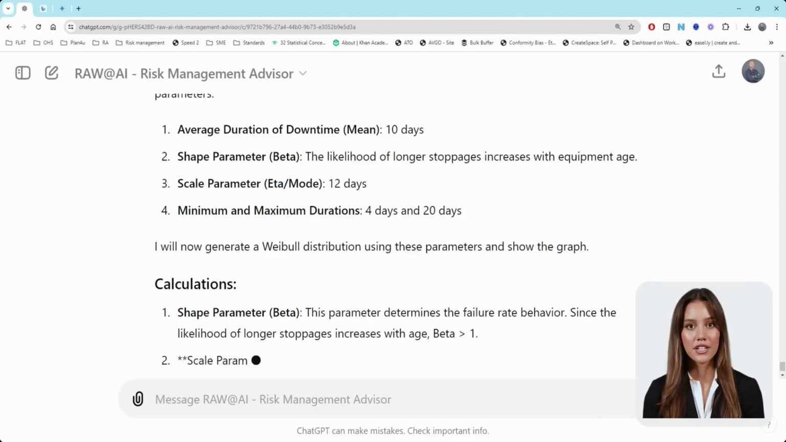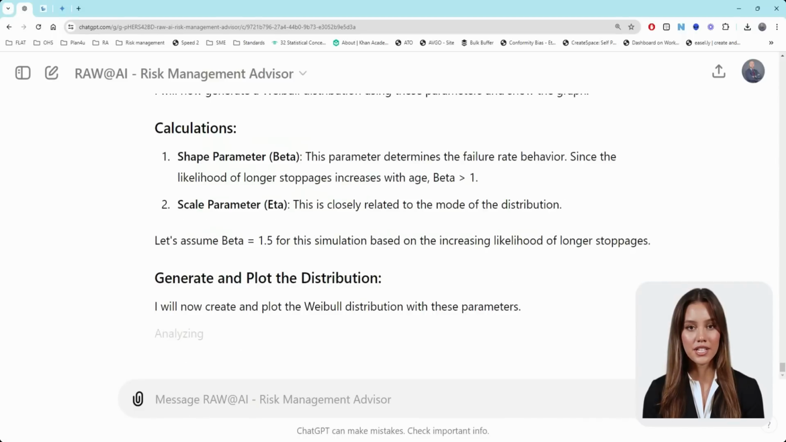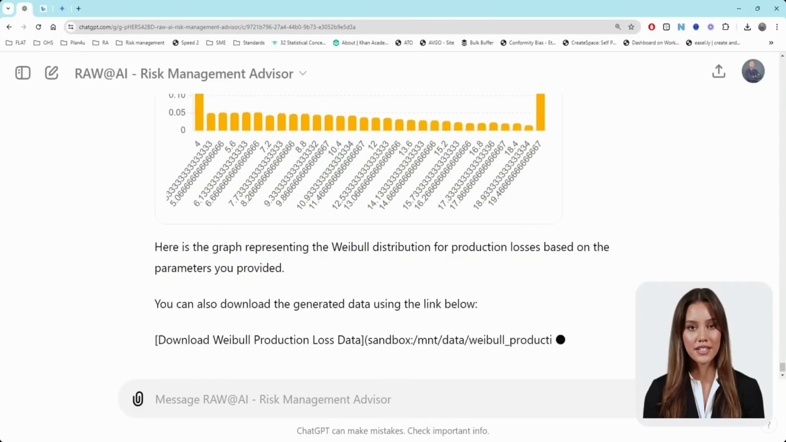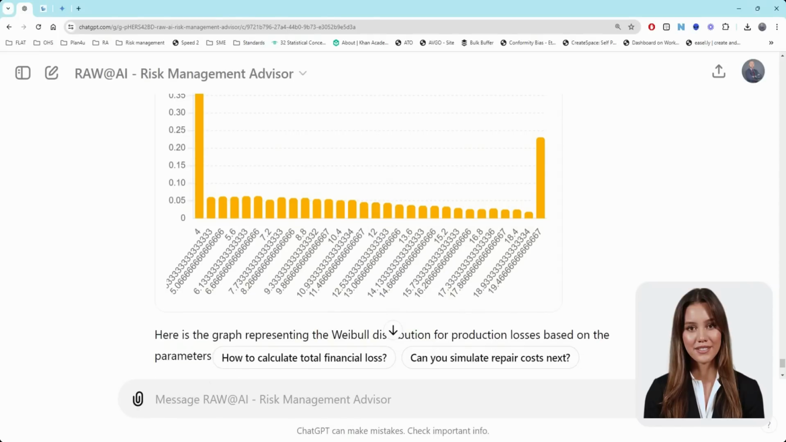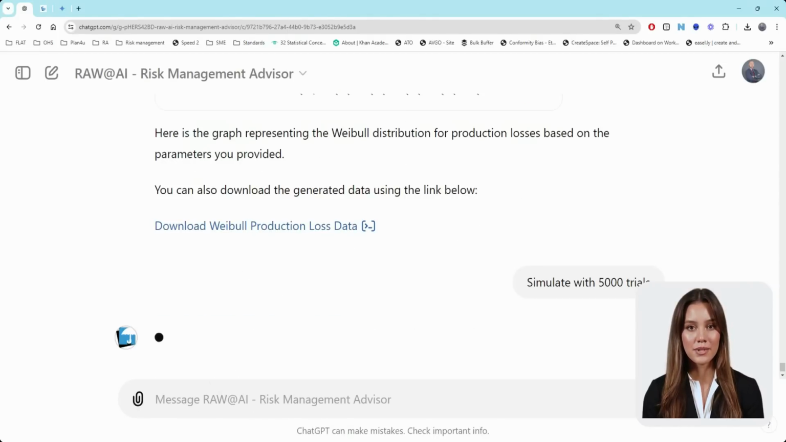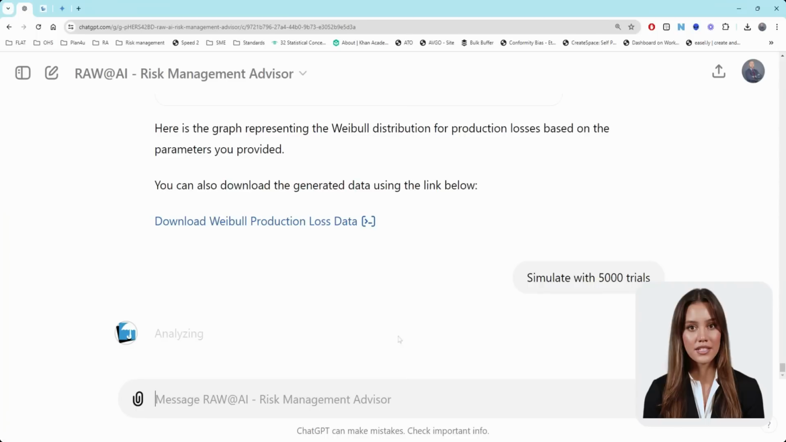It's doing some calculations, and as you can see, we're having a normal human conversation. Even though it's calculating beta and eta, I don't need to know those details. It's a normal conversation. I'm making up the numbers, so the graphs might not be perfectly realistic. Simulate with 5,000 trials. Let's see. It made the graph available for download. Let's see if the simulation results are different. All right.